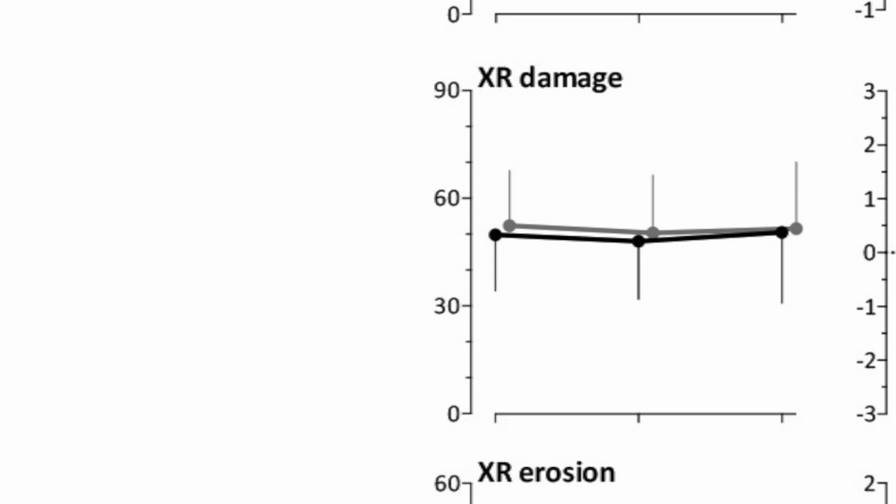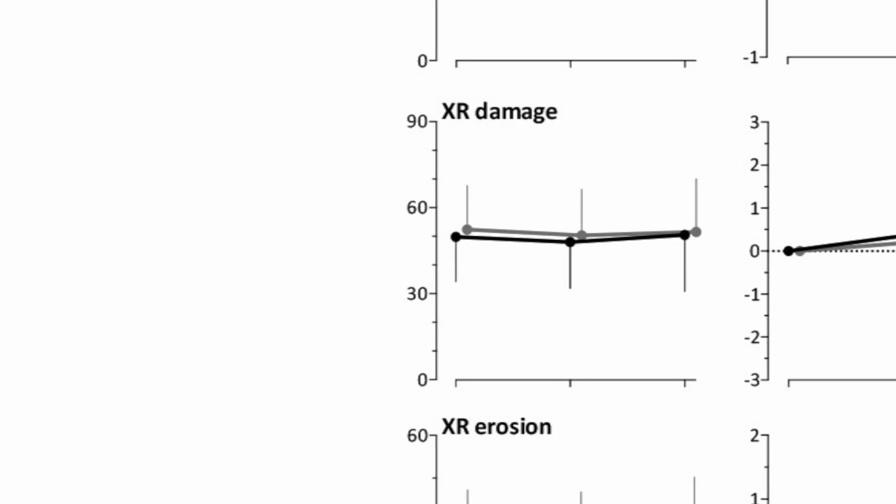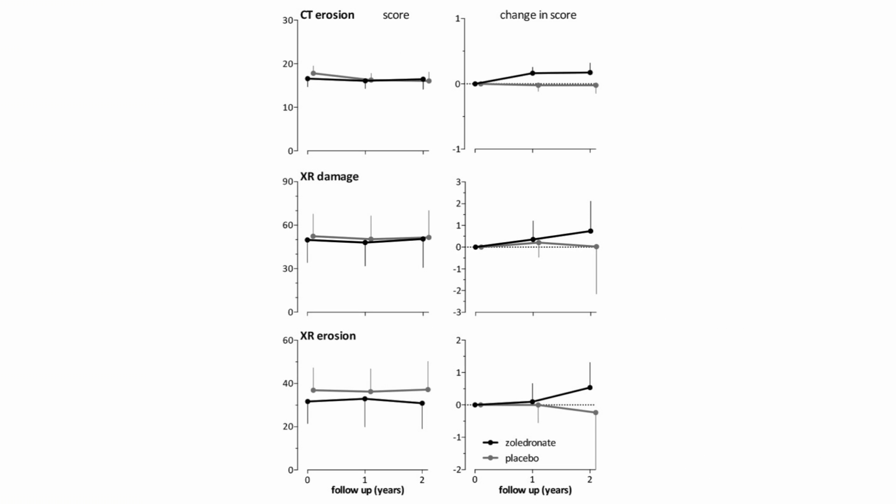The final two tweaks are that I've reintroduced the legend now in the bottom right panel, and I've changed the labels of the graph. As you can see, the top two panels read CT erosion score, and then the right-hand panel reads change in score without repeating CT erosion, and the label is only on top so that it's not repeated across the matrix. The x-axis labels are only placed at the bottom of the slide.